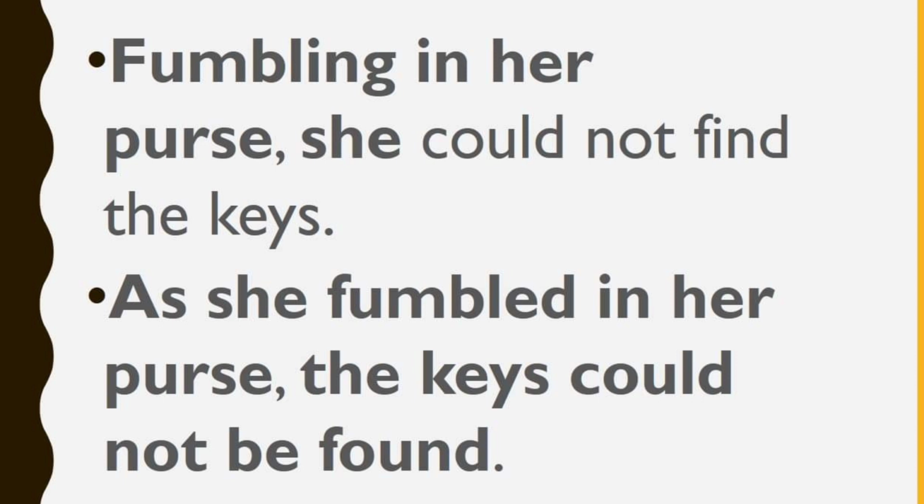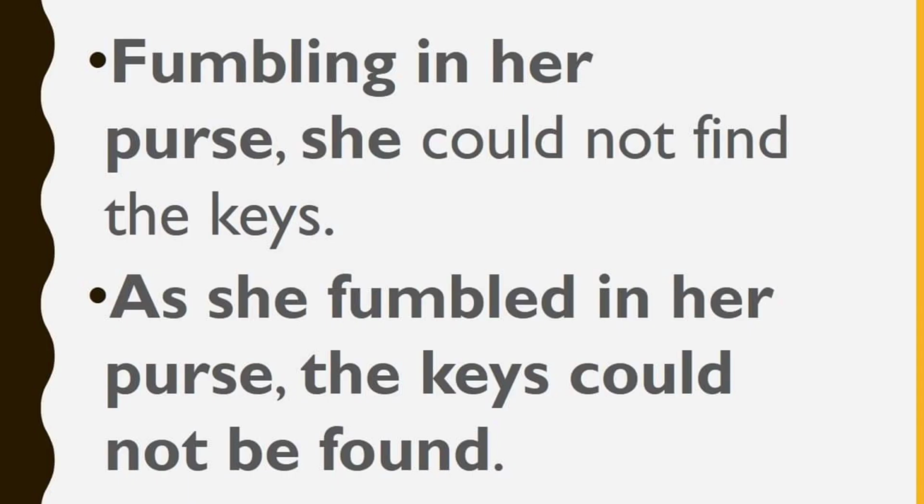Fumbling in her purse, she could not find the keys. She is the word that is being modified by fumbling in her purse. So, fumbling in her purse is no longer a dangling modifier because it already modifies the word she. Or it may also be stated this way. As she fumbled in her purse, the keys could not be found. So she is the one who fumbled in her purse.